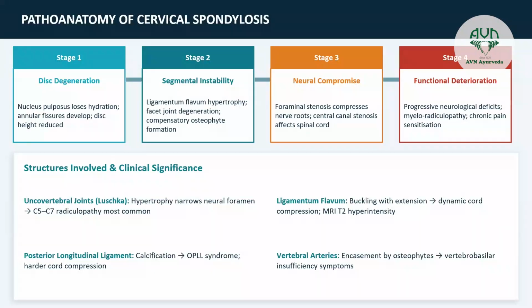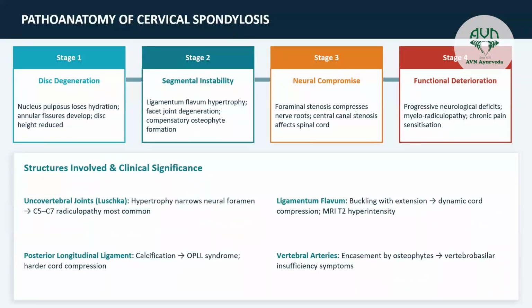And further, in the long run, as this load is imparted to the other structures, it is followed by segmental instability, so that ligamentum flavum hypertrophy will be there, facet joint degeneration will be there, and compensatory osteophyte formation will be there. That will be visible in your X-ray or radiological findings, whatever the patient is coming in with.